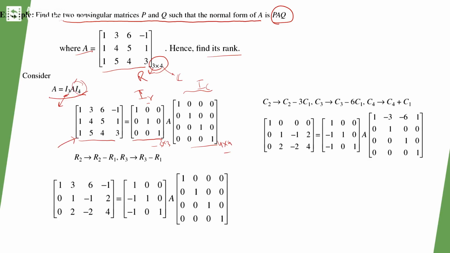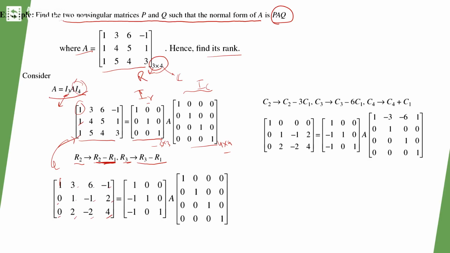So we start with the first element, that is a leading element. By the help of that element, make the below element 0. So we apply the operation on R2, R2 minus R1, and on R3, R3 minus R1. So the matrix is reduced to 1, 3, 1, 0, 0, 3, 1, 2, 6, minus 1, minus 2, minus 1, 2, 4.